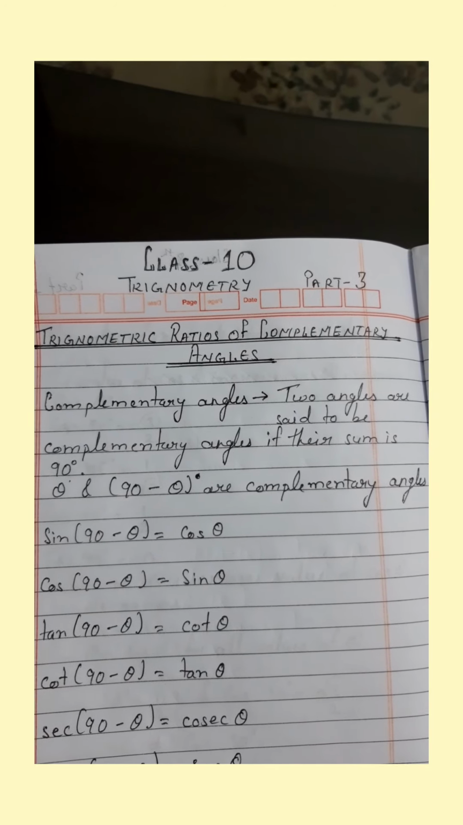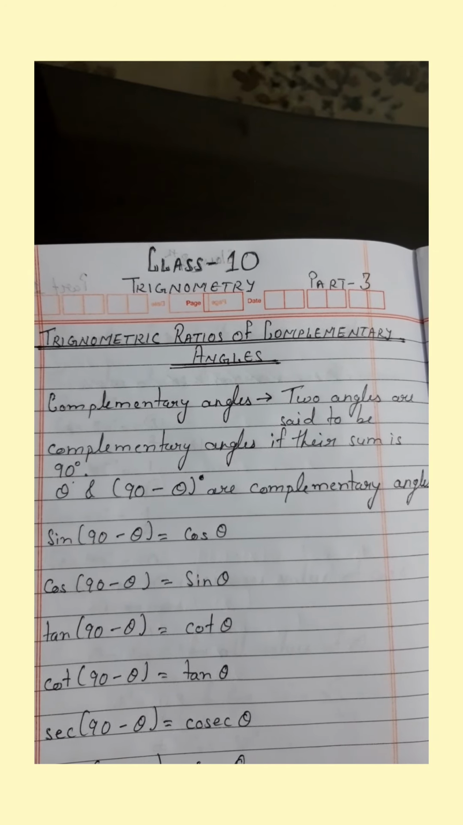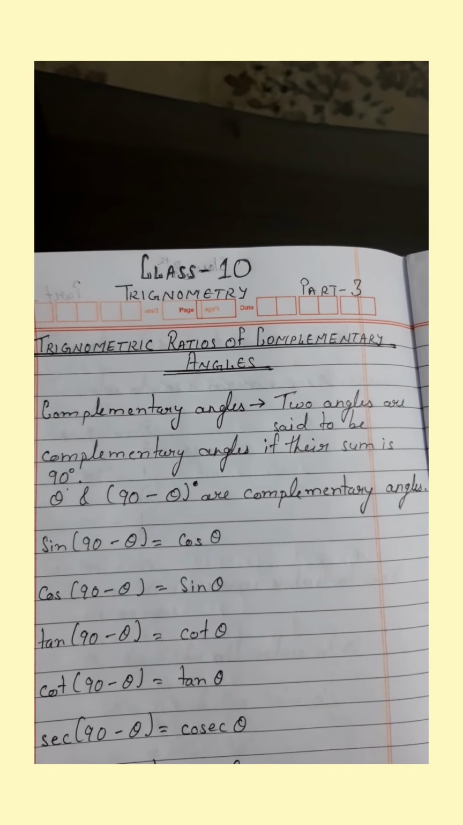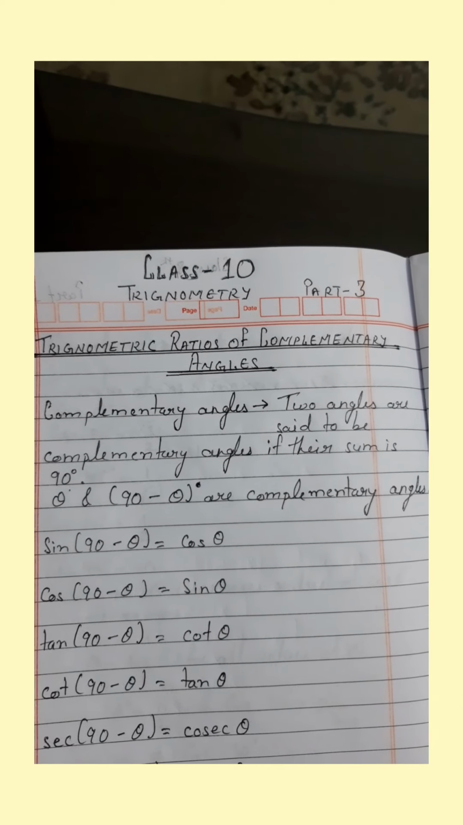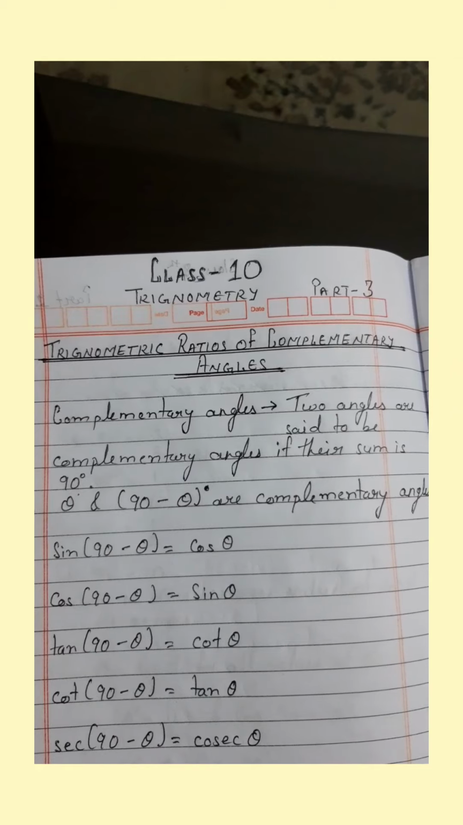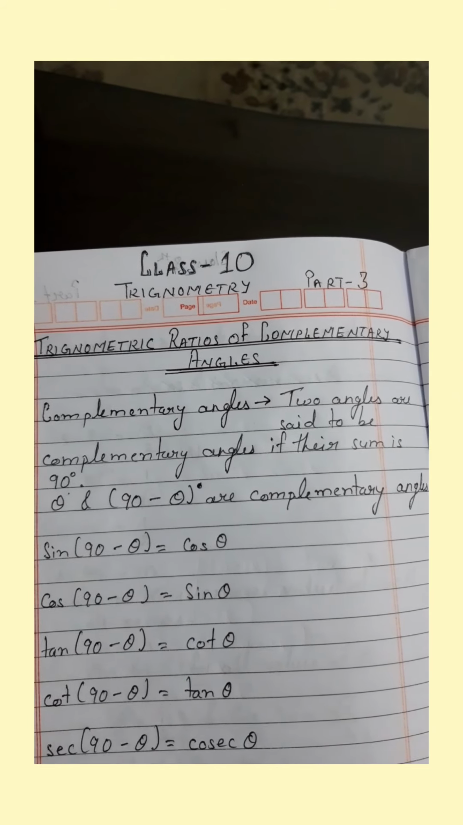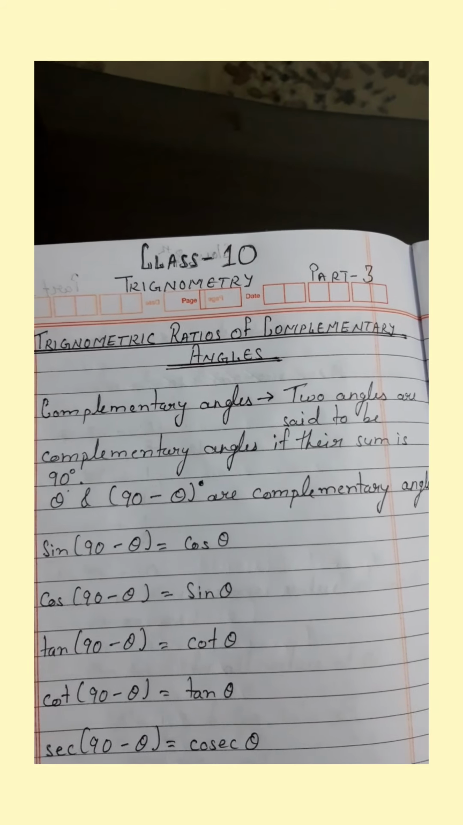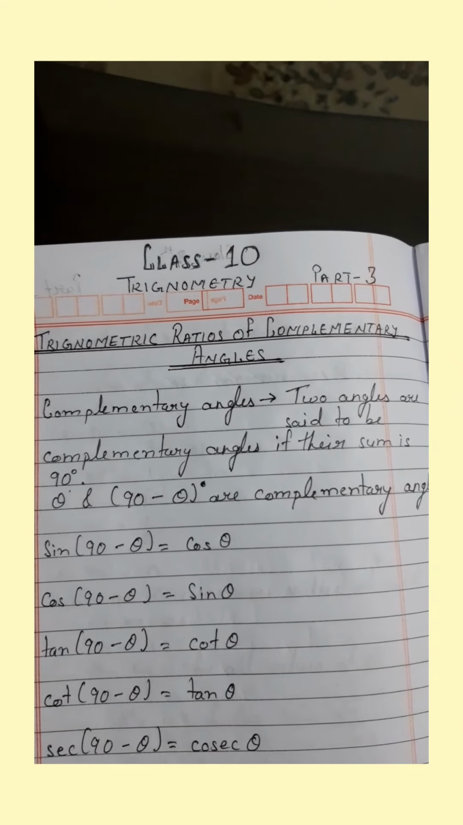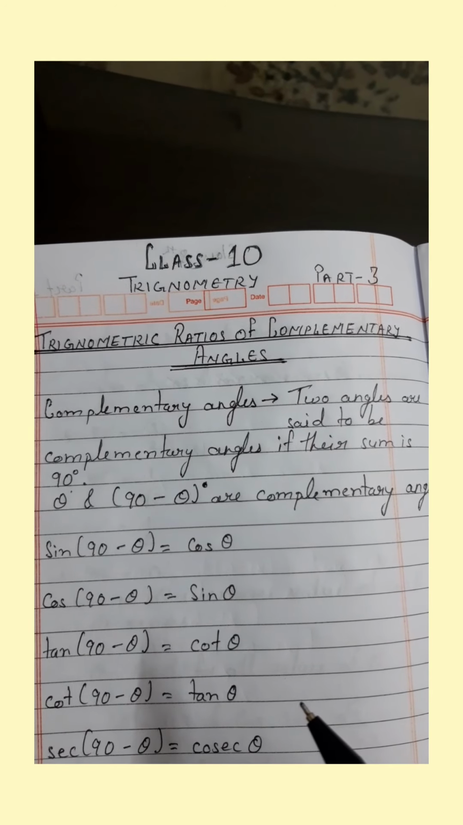This is the third part of trigonometry, and in this part we learn about the trigonometric ratios of complementary angles. So first of all, the question is, what is a complementary angle? What do you mean by complementary angles? In simple words, if we add two angles in such a way that their sum is 90 degrees, then those two angles are known as complementary angles, right?